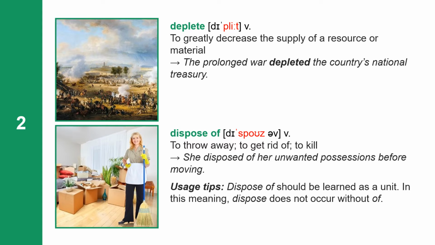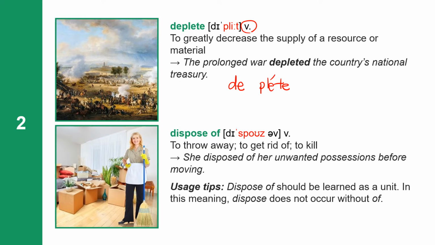Next one, deplete. Deplete has 2 syllables, D-E-P-L-E-T-E. Accent on the second syllable. Deplete is a verb. Deplete means to greatly decrease the supply of a resource or material. The prolonged war depleted the country's national treasury. Deplete.